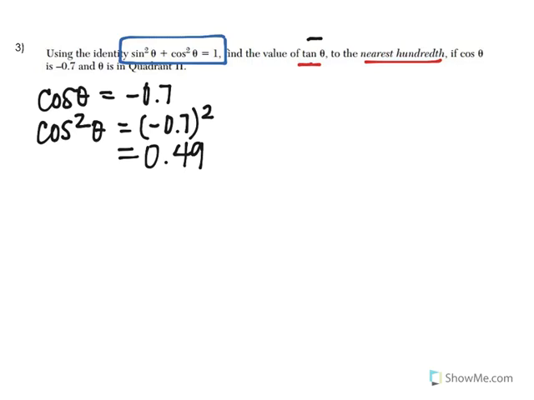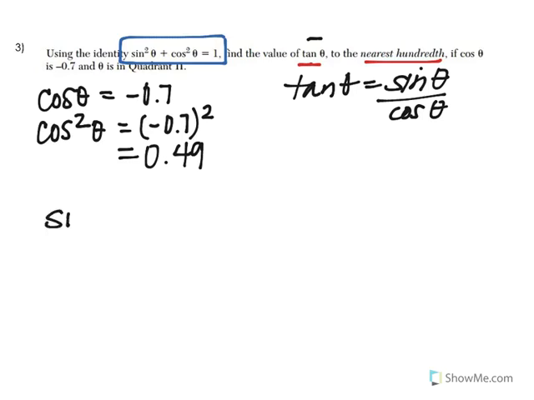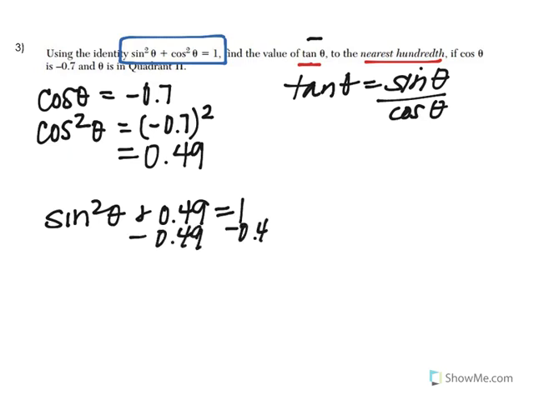I need to figure out the value of sine, though, because keep in mind that tangent of an angle is equal to the sine of that angle over the cosine of the angle. So I know the cosine, but I don't know the sine yet. That's where the trig identity comes in. So I'm going to replace what I know. I don't know sine squared theta, but I do know that cos squared theta is 0.49. If I subtract that over to the other side, I wind up with sine squared theta equals 0.51.